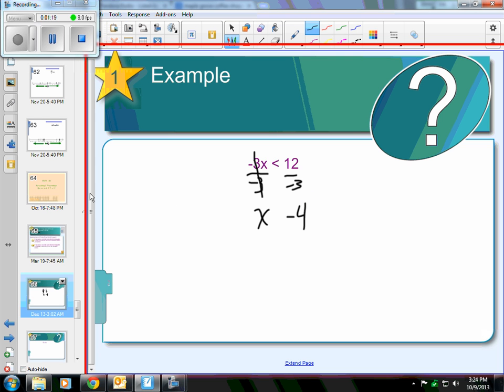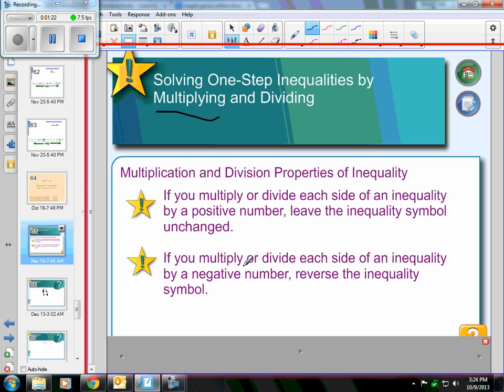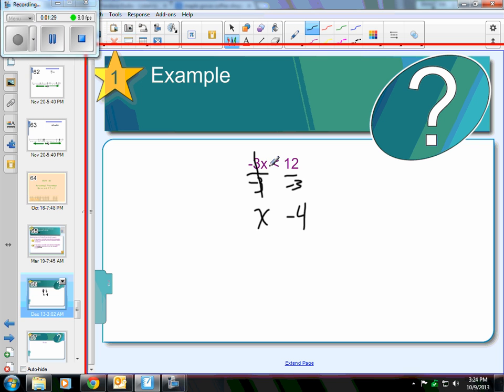Now, according to the properties that we discussed earlier, if we multiply or divide by a negative number, we actually have to switch the inequality sign. So in this case, -3x was less than 12. Now we have to switch it to be greater than. And if we were to graph this, we would then have -4. It's just a greater than symbol, so it would be an open circle, and then our arrow is going to go to the right.